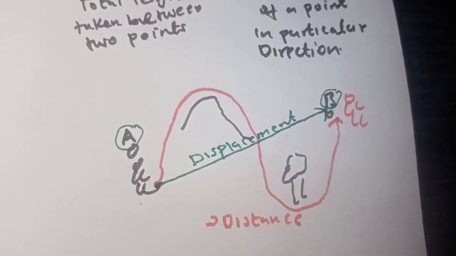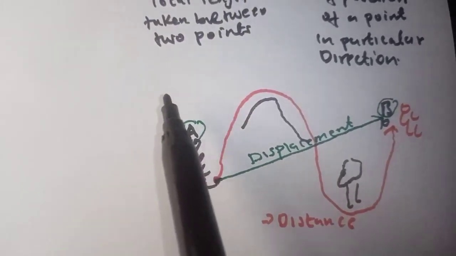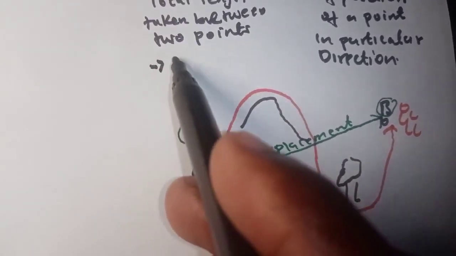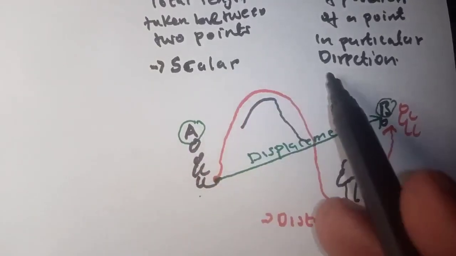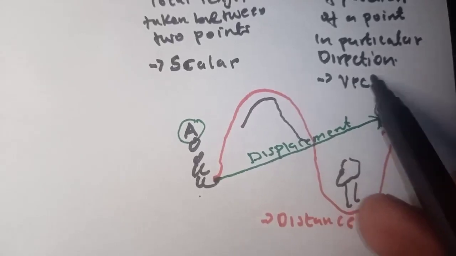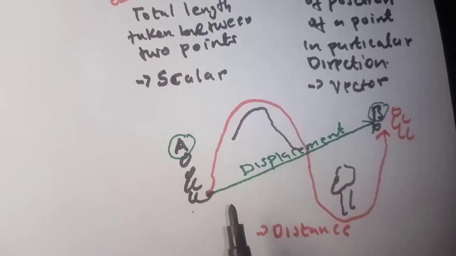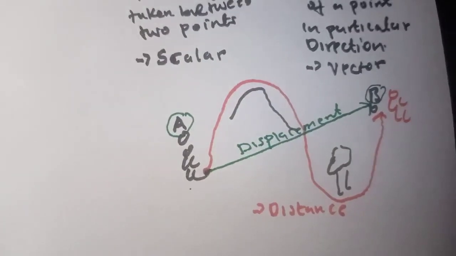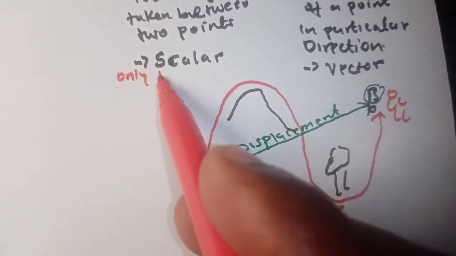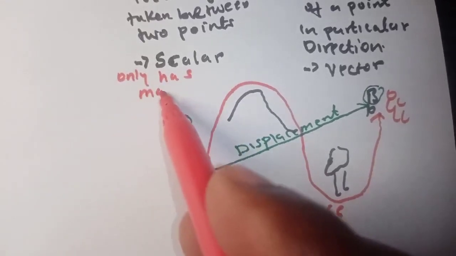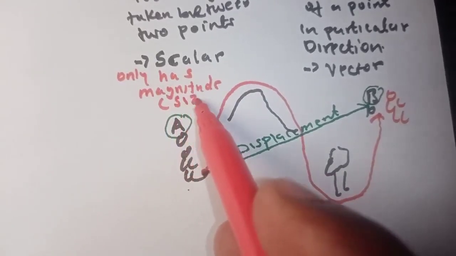Again, what you need to know is that distance is what we call a scalar quantity. Displacement is a vector quantity. Now, what do these two words mean? A scalar quantity is a physical quantity that only has magnitude. The other word for magnitude is simply size.